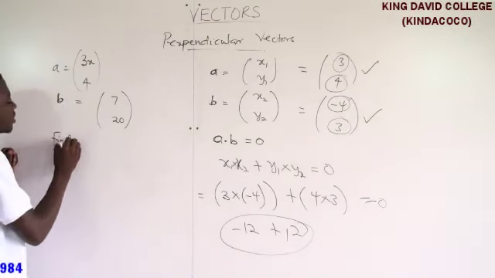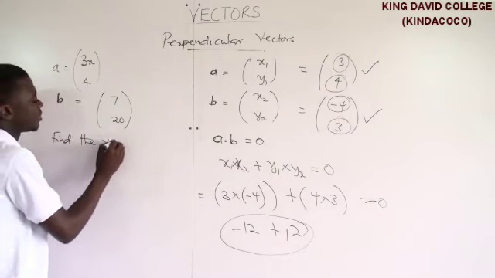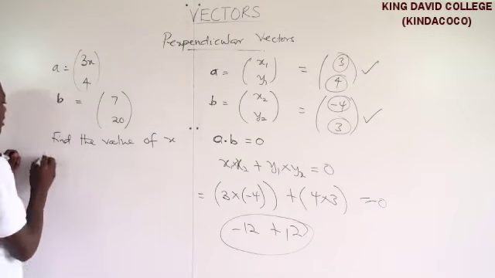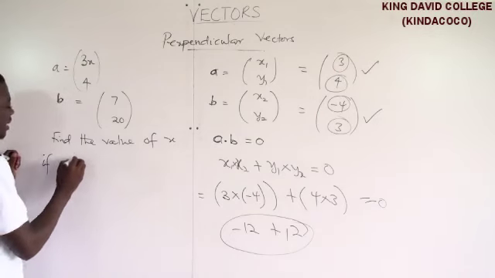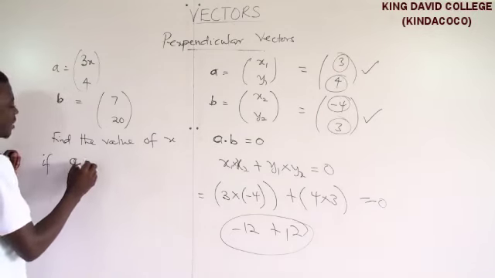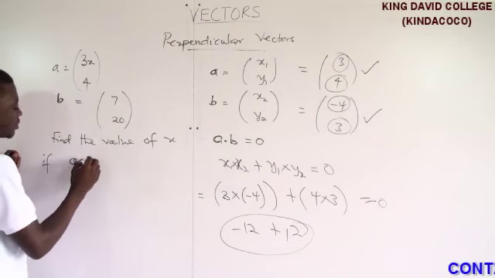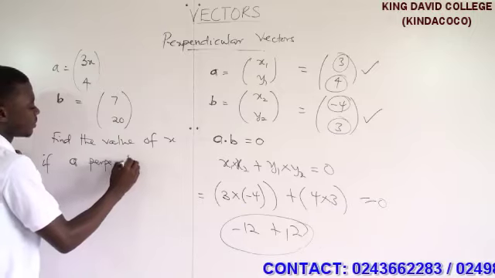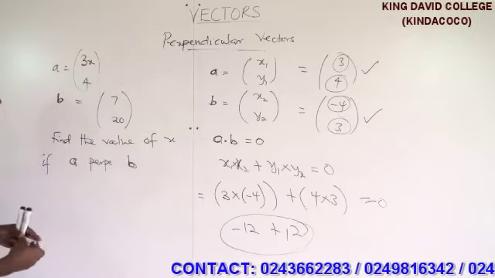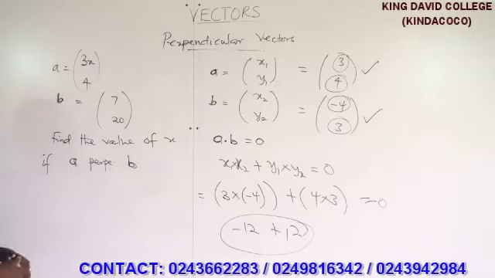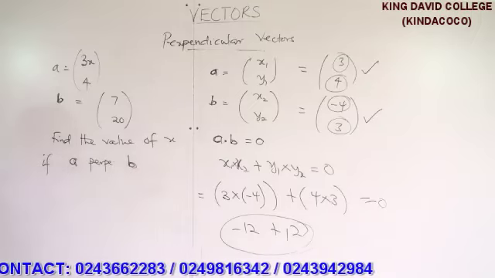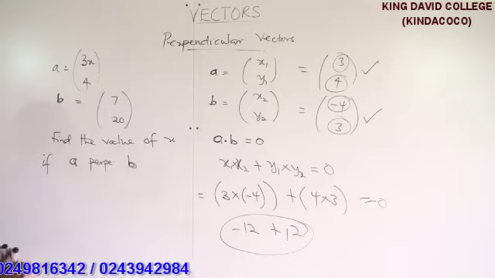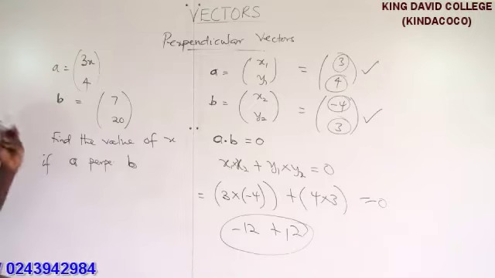Find the value of x, if vector A is perpendicular to vector B. So they've already told you that this and this are perpendicular. So if that's the case, then find the value for x. Very simple question. Find the value for x.